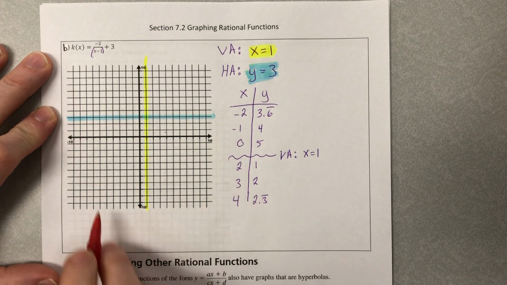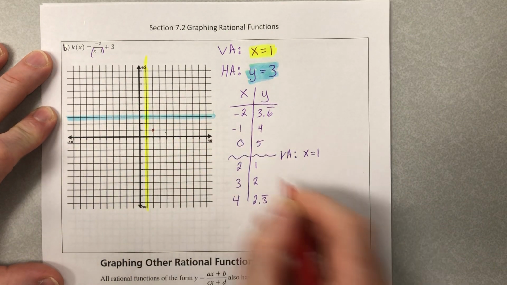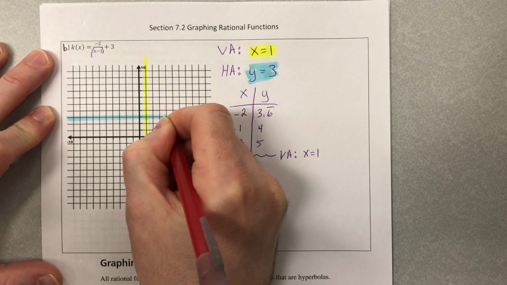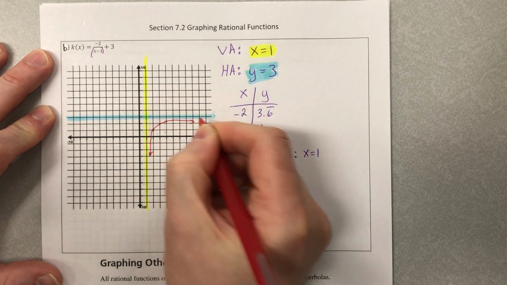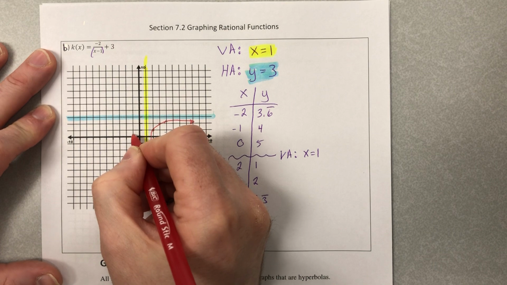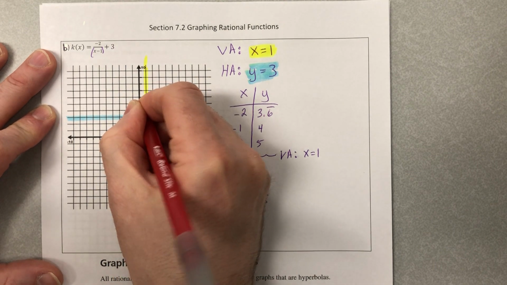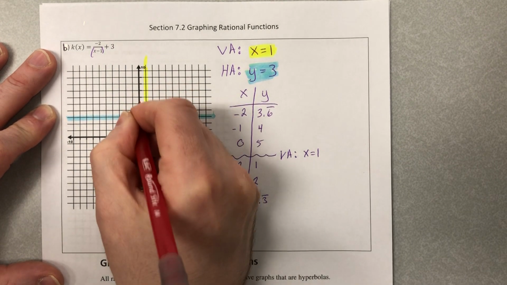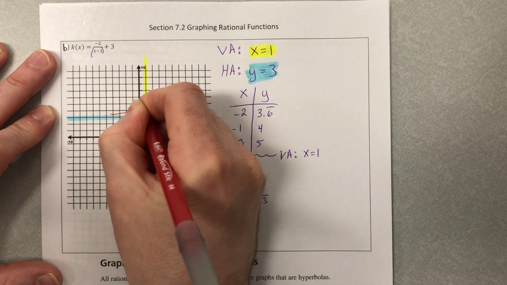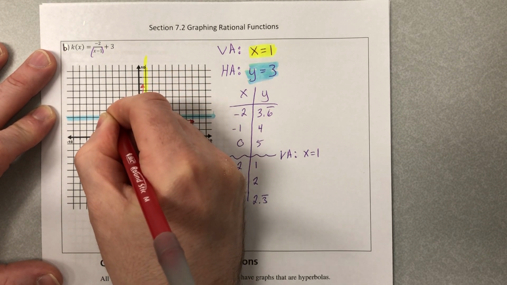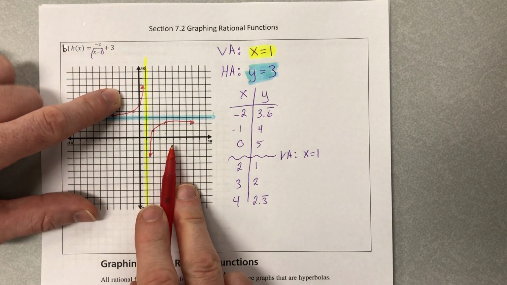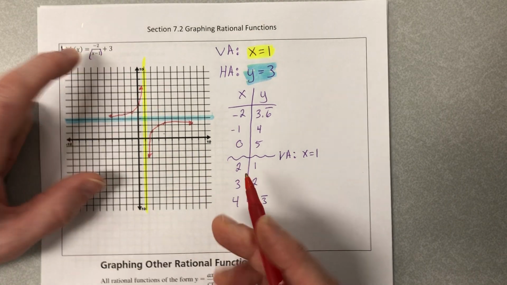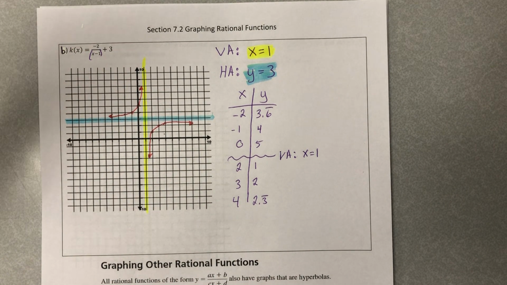We go through to plot the points now. (2, 1), (3, 2), (4, 2.3 repeating). We draw our branch here. (0, 5), (-1, 4), (-2, 3.6 repeating). All right, now notice our branches are in different sections of our graph, and that's because of this negative here, which would reflect it over the x-axis, so that's why they're now in those sections.